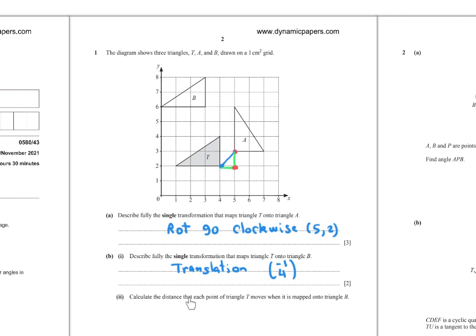B(ii), calculate the distance that each point on triangle T moves when it is mapped onto triangle B. So from T to B, each point moves 1 to the left and 4 up. To find the distance, which means the magnitude of the vector (-1, 4), square root of (-1) squared plus 4 squared equals root 17 equals 4.12.